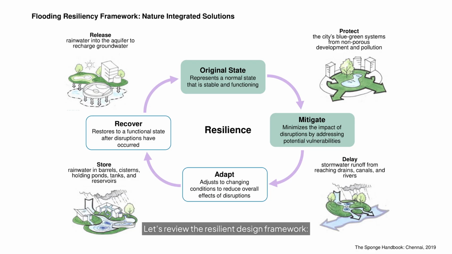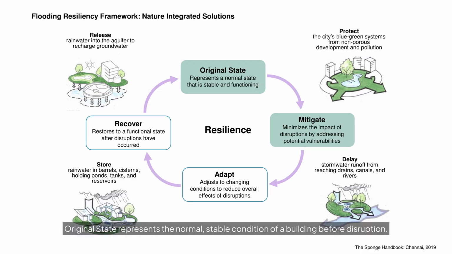Let's review the Resilient Design Framework: Original State, Mitigate, Adapt, and Recover. We discussed this framework in the introduction video. Original state represents the normal, stable condition of a building before disruption. For water resilient strategies, Mitigate involves proactive measures to reduce flood vulnerability onto and around the building and the site. At this stage, green roofs, permeable surfaces, and cisterns at the building and site levels can protect the building and site locally through soaking up and delaying water runoff.